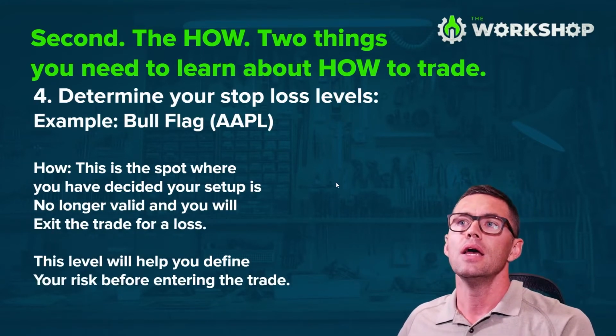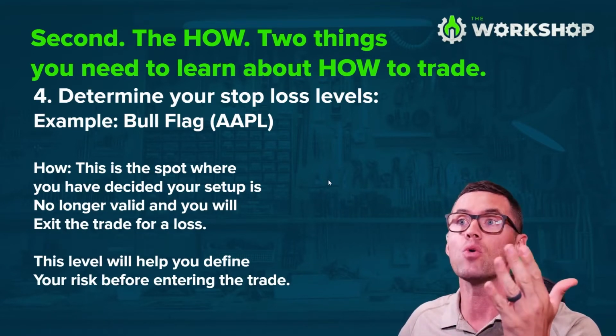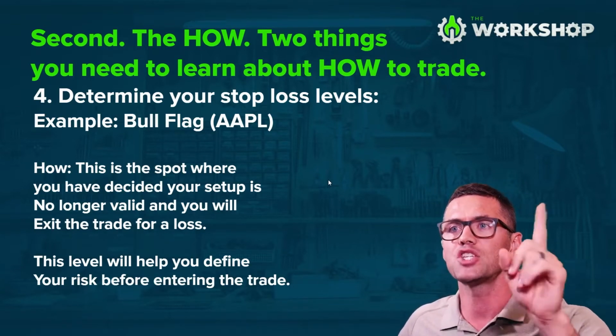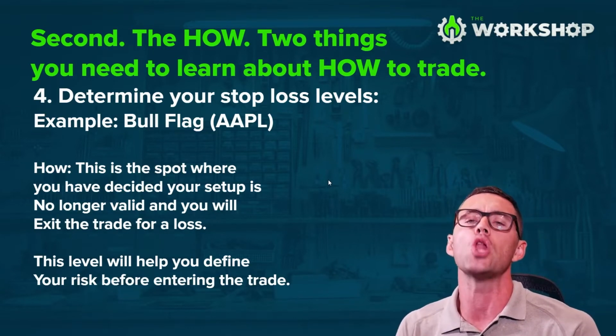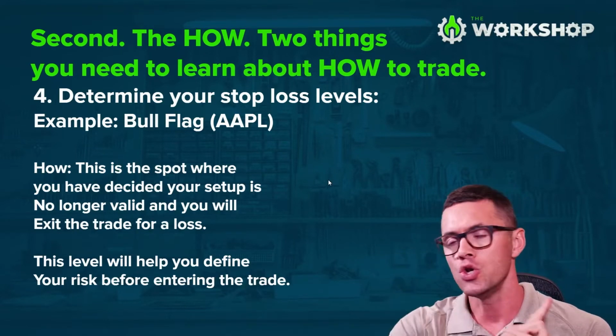Finally, you want to determine your stop loss level. Again, the example will be with a bull flag. We're going to get to this in a second. It's all going to make sense when I show you the visual. The spot where you've decided the setup is no longer valid, the reason you took the trade no longer exists.